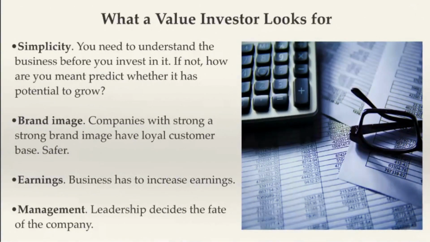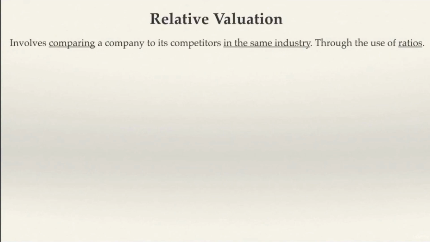Alright, so how do you determine whether a company is overvalued or undervalued? There are two main ways to do this, either by relative or absolute valuation. For the purposes of this video, we will focus on relative valuation. Basically, relative value involves comparing a company to its competitors in the same industry, and we do this using ratios.